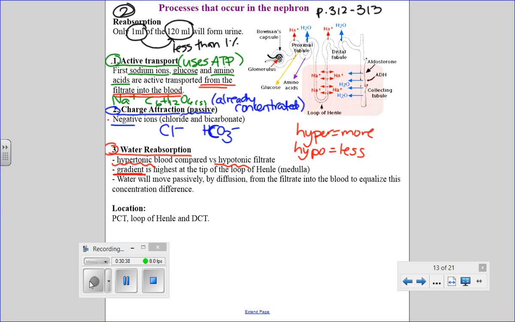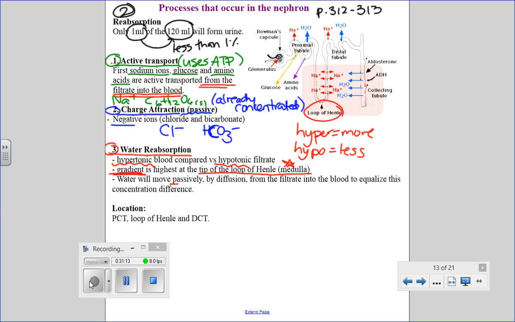The gradient, which means the difference between your blood and the filtrate and their concentrations, is highest at the tip of the loop of Henle, which is the part of the nephron that dips down into the medulla. So I've got a picture here. Here's your loop of Henle. And right at the tip, right at the bottom, that's where the difference is the highest. So that's where most of this process is happening.